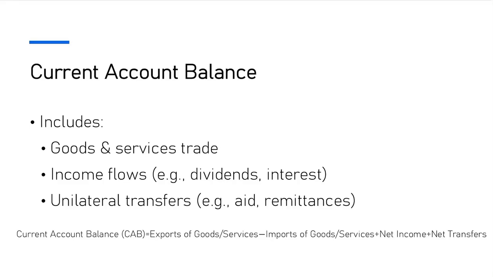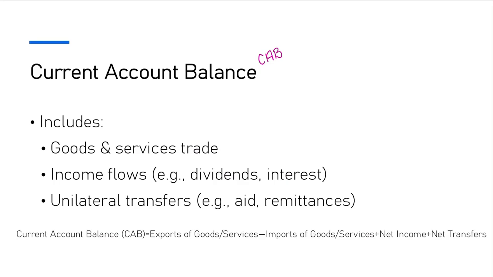So similar to the way that we had a GDP formula, there's also a current account balance formula, which falls within our international trade and capital flows topic. And the current account balance, or abbreviated CAB, includes our goods and services that are traded between nations, our income flows, so dividends, interest, stuff like that on loans that we either receive from other countries or that we are giving to other countries, as well as unilateral transfers.